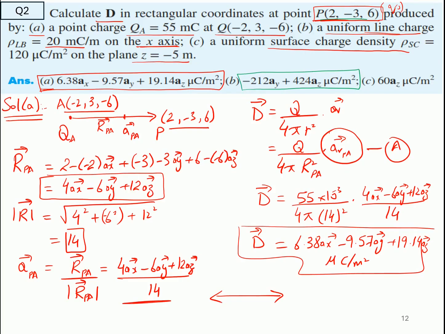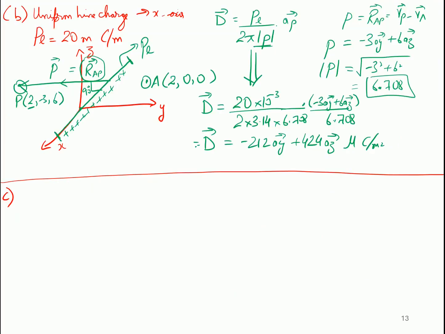Now let's come to the final part of the problem, which is part C, and now the source is a uniform surface charge density with a value of 120 microcoulomb on the plane z equals minus 5. So let us see the third part. The surface charge density has a value of 120 microcoulomb per meter square, and the plane is at z equals minus 5. This means the sheet is formed at z equals minus 5, and we need to find the electric flux density for this sheet or surface charge distribution.